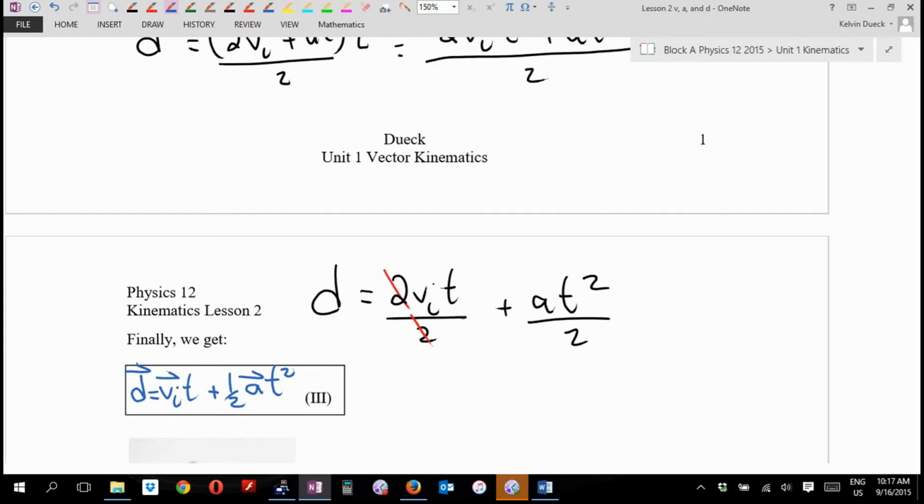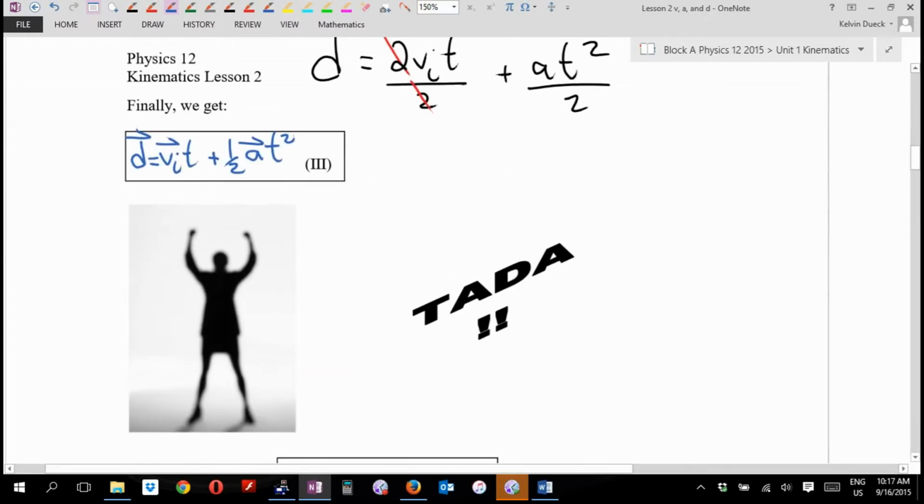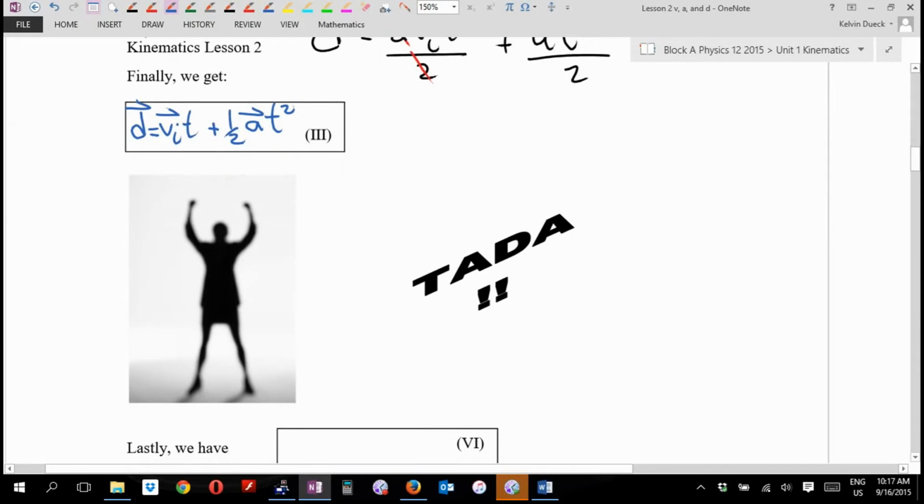How many of you have seen that one before? Physics 11's all I have, right? Good. Ta-da!